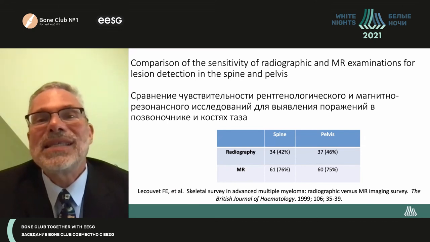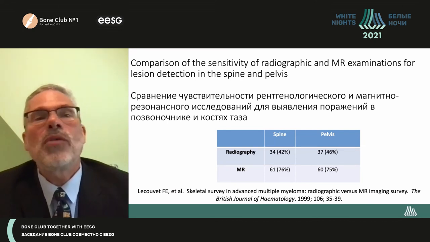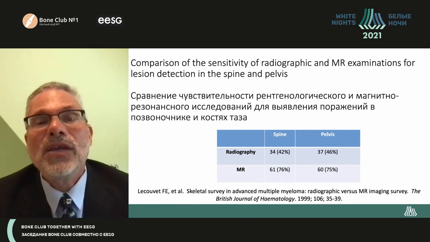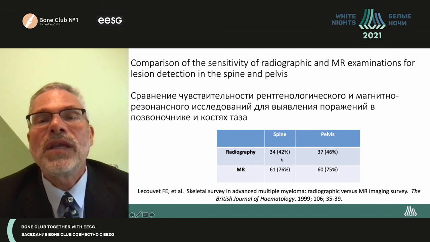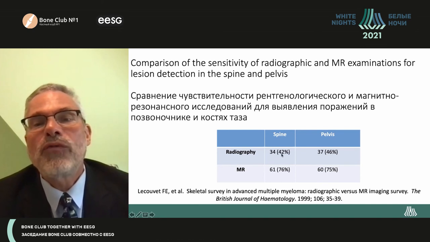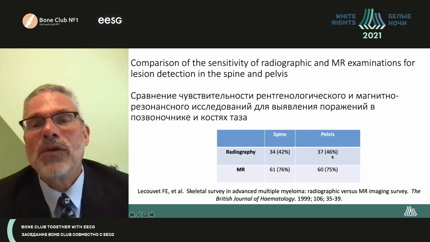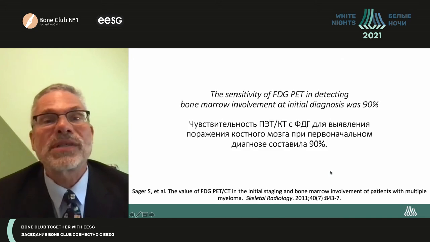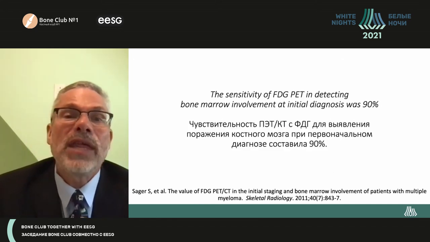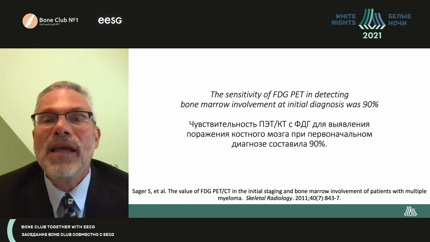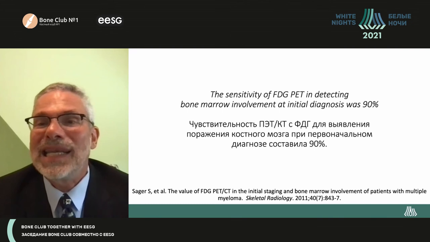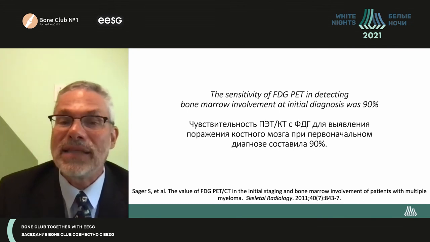When you compare the sensitivity of radiographic and MR examinations of lesions detected in the spine and pelvis, you see that radiography detects 42%, while MR detects 76%. In the pelvis, radiography detects 46%, while MR detects 75%. But what's better than MRI is FDG PET. The sensitivity of FDG PET in detecting bone marrow involvement at initial diagnosis is 90%.